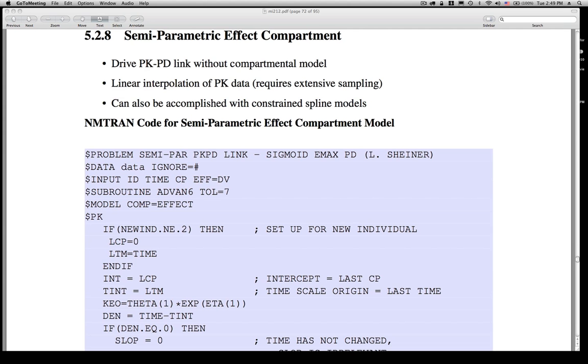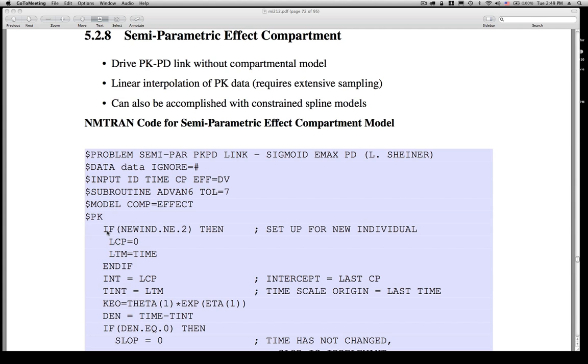But the PK model maybe wasn't performing so well, so we want to use a simplistic model that actually captures all the data. So all we're going to do is use the observed data points and connect the dots with linear interpolation. So there's one compartment in this model. See the $MODEL statement here says COMPARTMENT=EFFECT. That's it. There's just a single compartment. So $PK here is where we're going to specify the PK model.